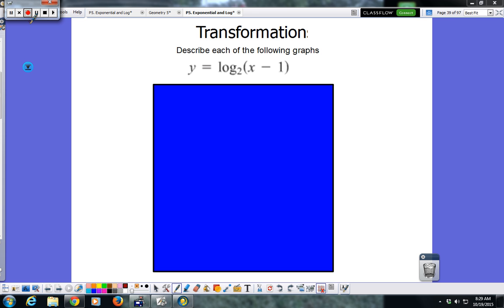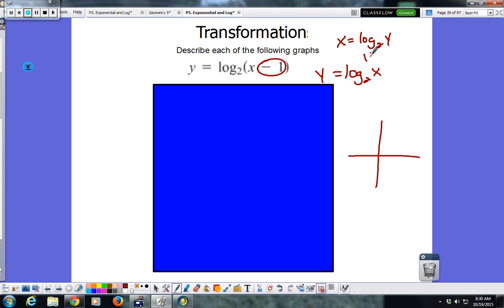There's only one basic transformation here. It occurs there. Y equals log base 2 of x looks something like this. This is your parent function, by the way, log base 2 of x. That's simply the inverse of x equals log base 2 of y, which is y equals 2 to the x power. So 2 to the x, we've done that. Here's what 2 to the x power looks like. Here's what... I always have trouble drawing this.